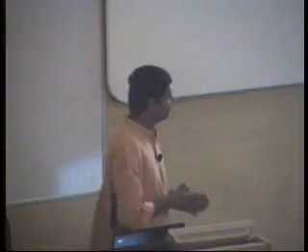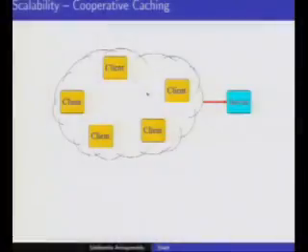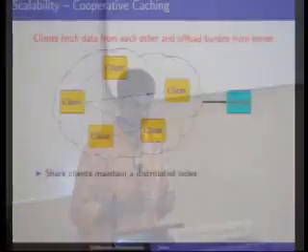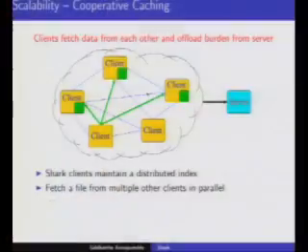In Shark, we solve this problem using cooperative caching. Essentially, the idea is that the clients fetch data from each other, thereby offloading the burden on the server. To this end, the Shark clients maintain a distributed index. And whenever a client wants to fetch a file, it does so from multiple other clients in parallel.